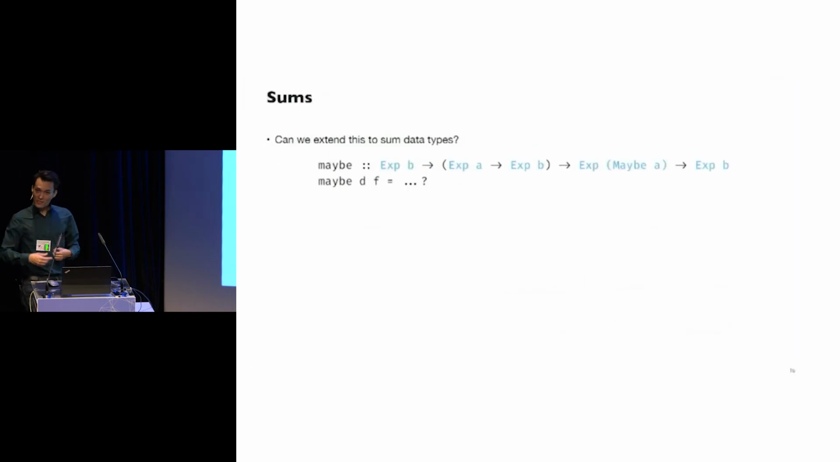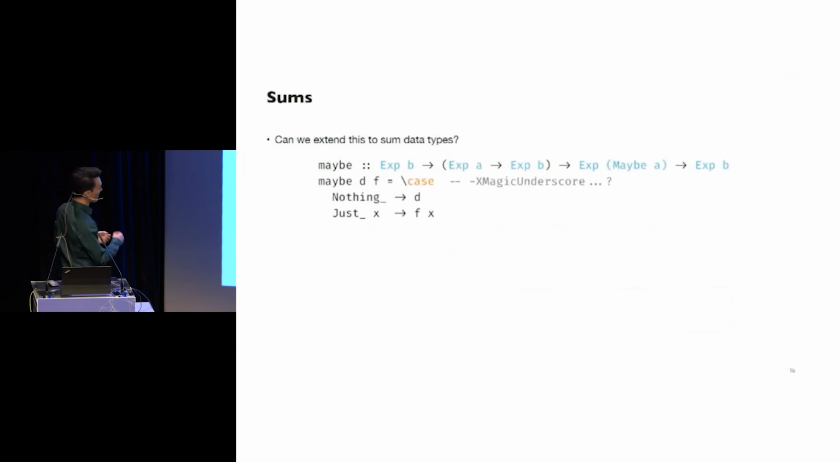So can we just continue the same thing? Can we extend this to support some data types? How can I take this maybe combinator that I had before, instead of having deep compiler magic baked in, and just implement it in the standard way? Can I have a case here where I have my constructors with this magical underscore that does the right thing? Can I implement this maybe function like this?